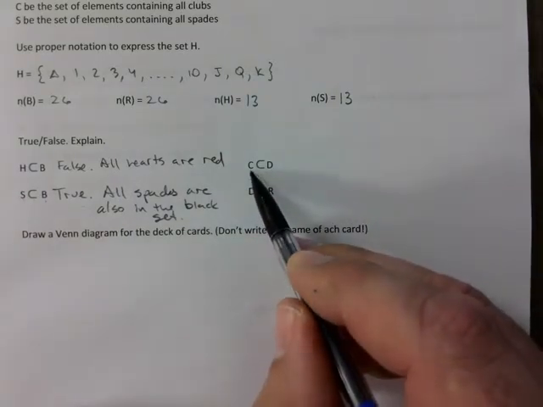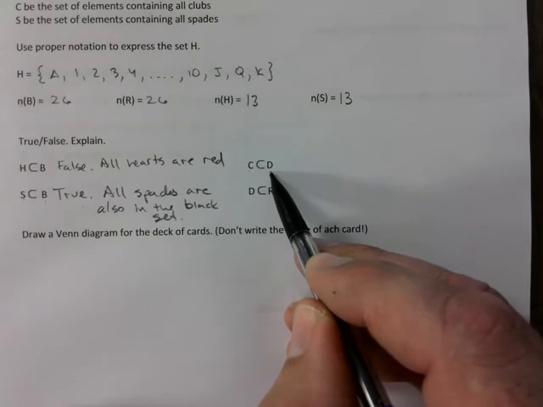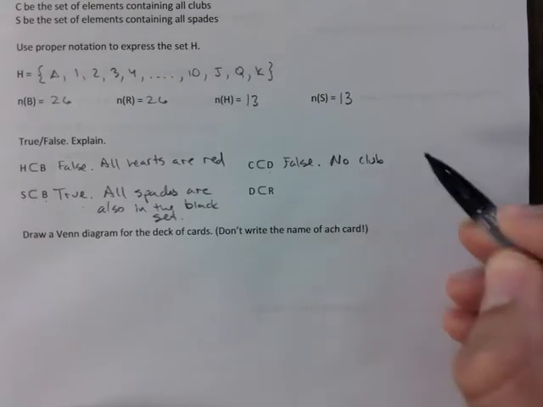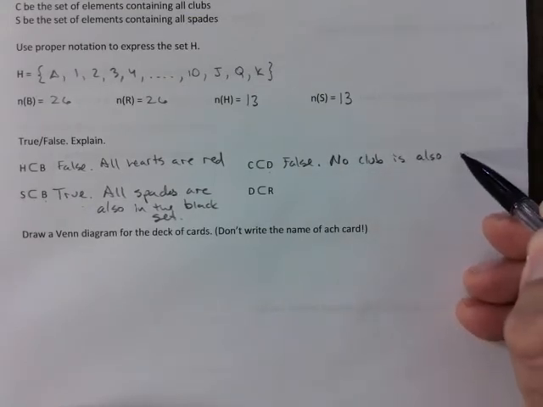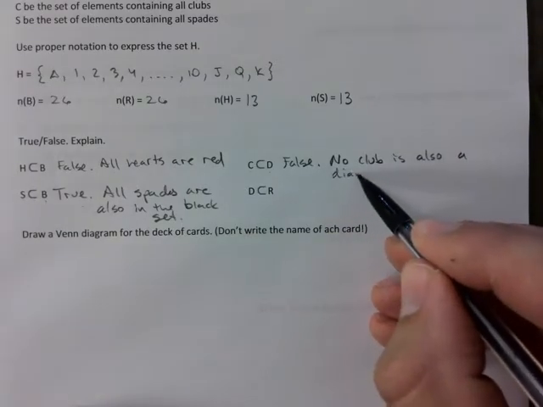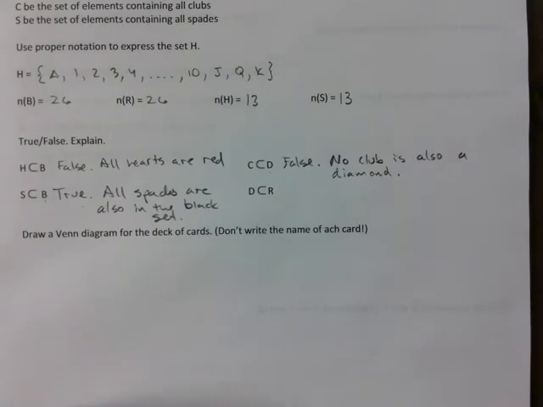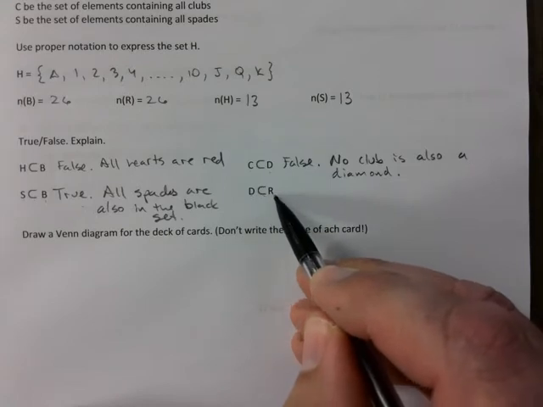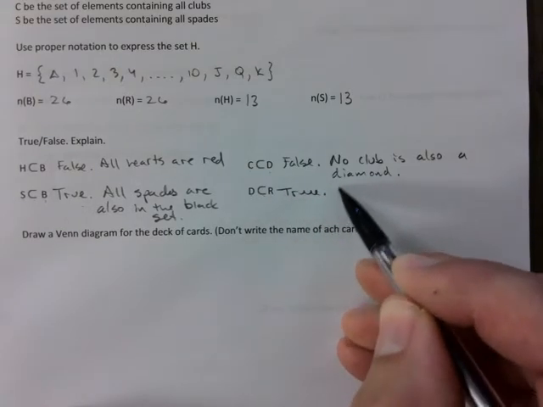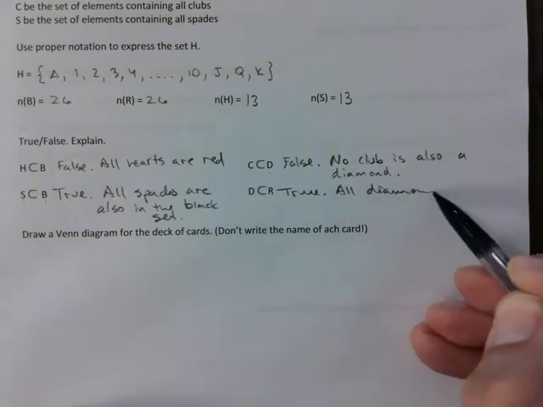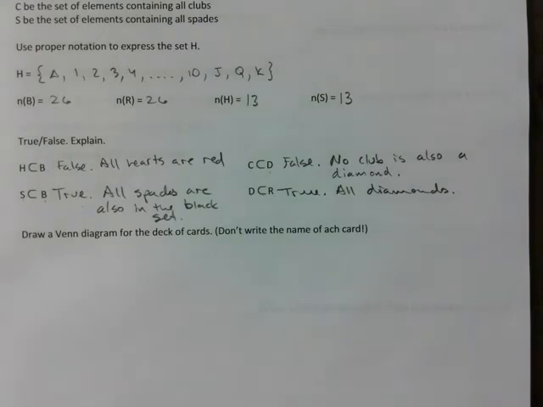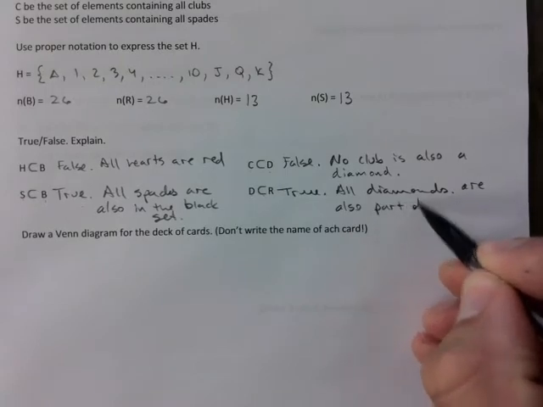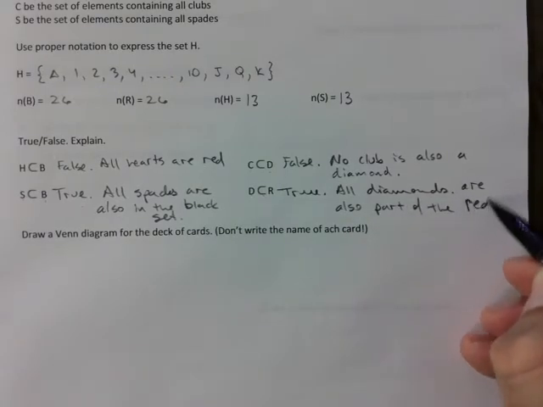Are the clubs part of the diamonds? False. No club is also a diamond. Are the diamonds a subset of the red? True. All diamonds. You can also say all elements in the diamond set are also part of the red set. Okay?